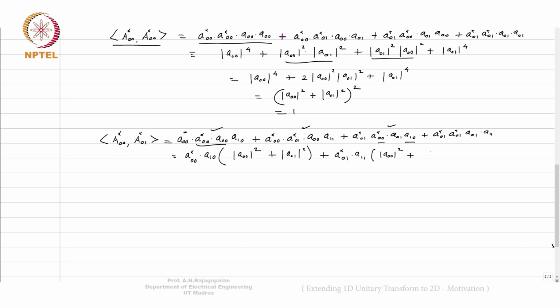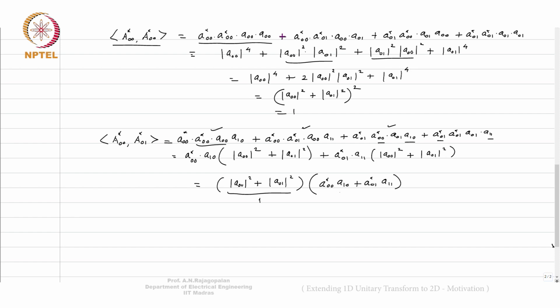Plus, then from this guy, what happens? A star 0 1 A 1 1. So you get magnitude A naught 1 square, right? So this is magnitude A naught square plus magnitude A naught 1 square, which is common, and then you get A star 0 0 into A 1 0 plus A star 0 1 into A 1 1. Now this, of course, is simply the norm of, again, A naught star. So this quantity is just 1.